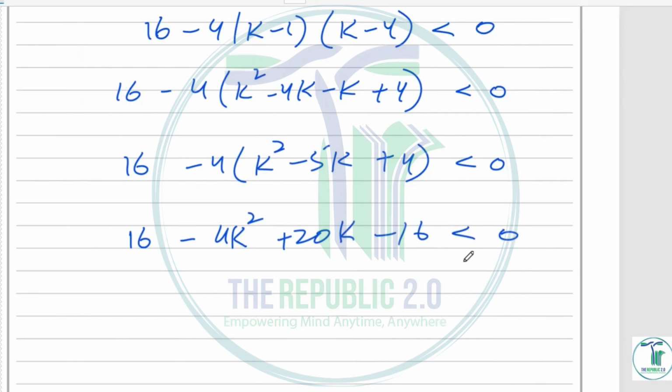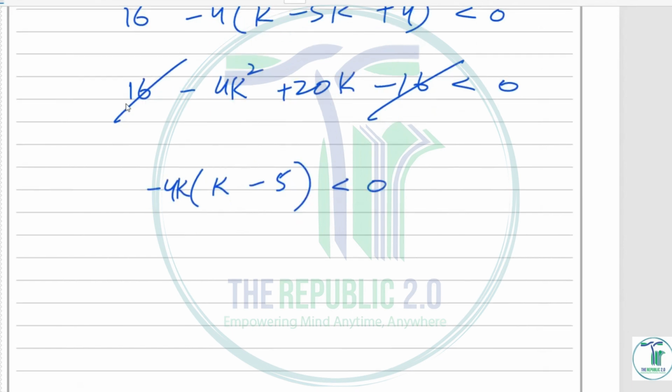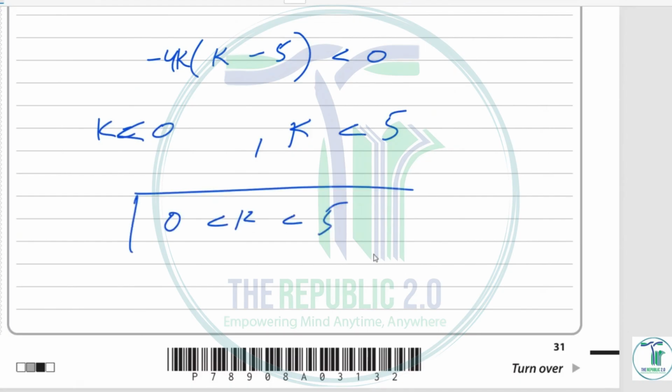This 16 and this 16 would get cancelled out, and you can have negative 4 as common. So you'll be left with negative 4k times k minus 5 less than 0. So from here onwards, your k must be greater than 0 or your k must be greater than 5. So 0 to 5 are the possible values of k, and that is what we've been looking for.